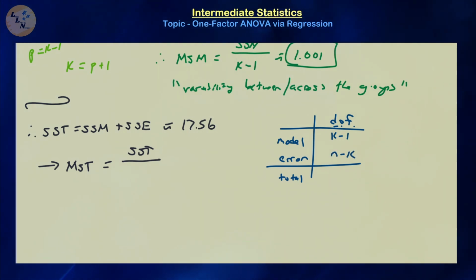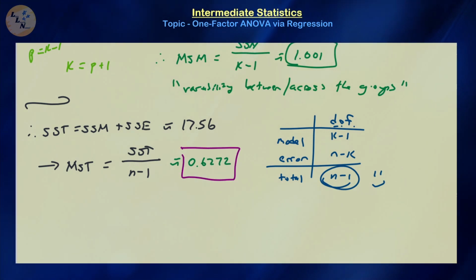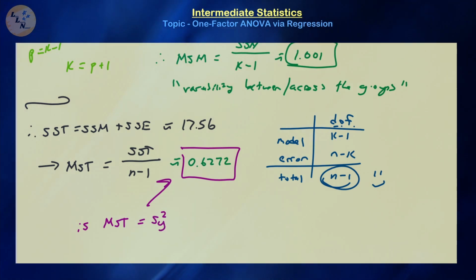And if we do k minus 1 plus n minus k, we're just going to be left with n minus 1. So it's the same exact degrees of freedom as we had before. So that's SST divided by n minus 1. If you calculate that, that's going to be approximately equal to 0.6272. Now question, is this equal to the variance of the y values? So is the MST equal to the variance of all of our y values?